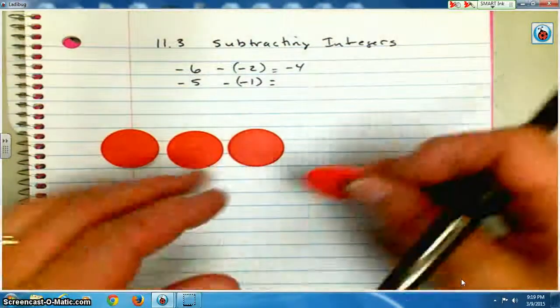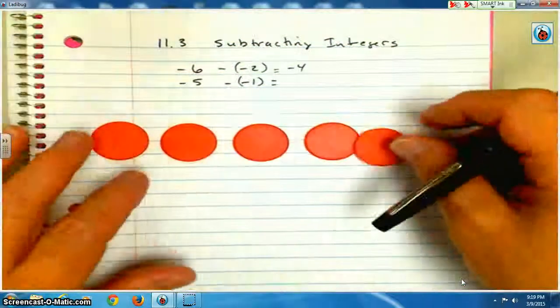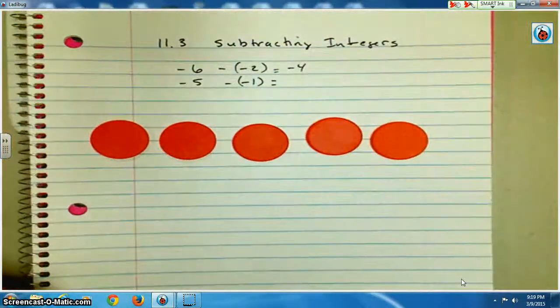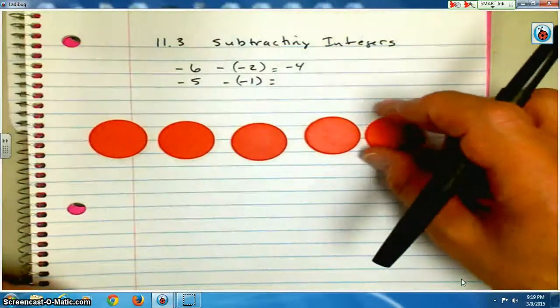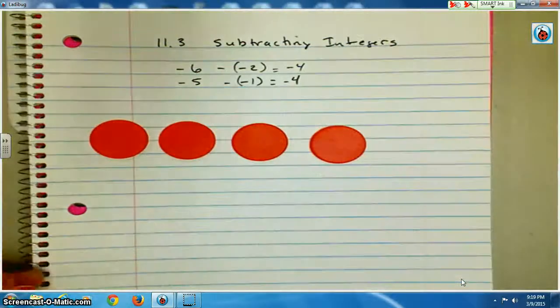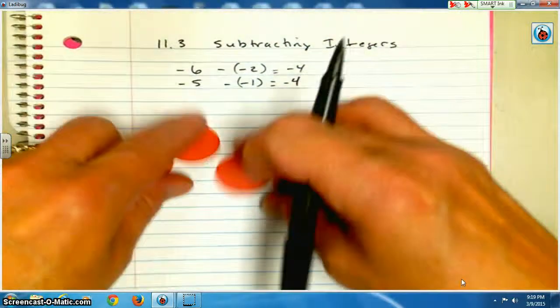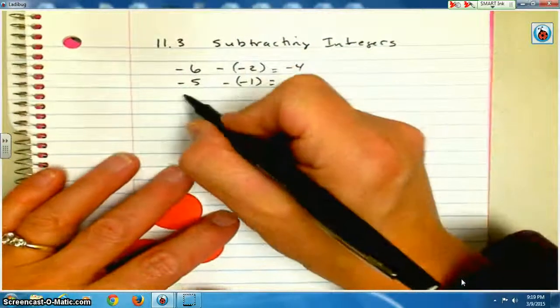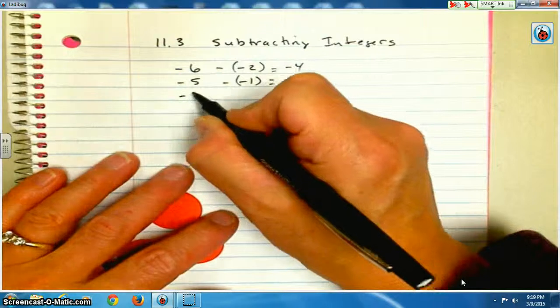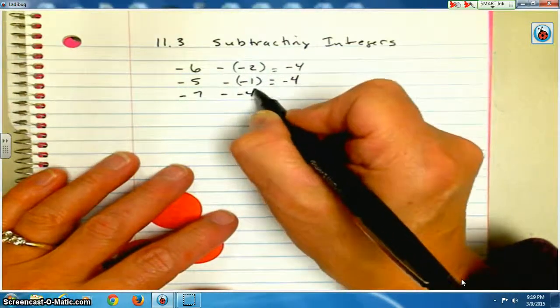And if we want to subtract a -1, all we do is take 1 chip away, and we are left with a -4. So one more like that. It's pretty simple. This time we'll take our chips, and we're going to start with a -7, and we're going to take away a -4.